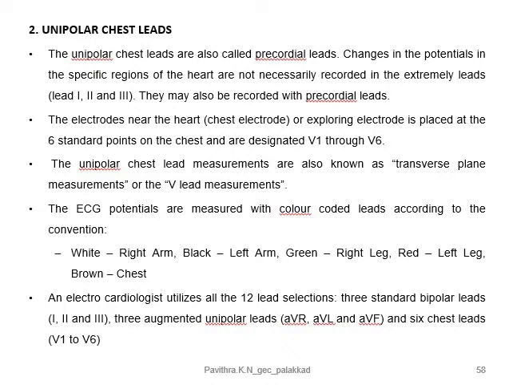So that is about the location or placing of these unipolar chest leads. In total, in unipolar leads, we have learned three types, that is AVR, AVL, and AVF. And in bipolar, we have learned three types, that is lead 1, lead 2, and lead 3.